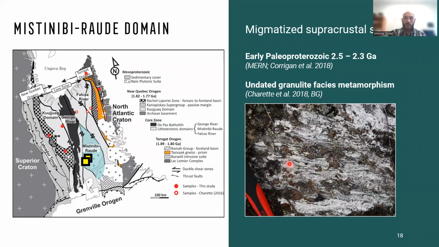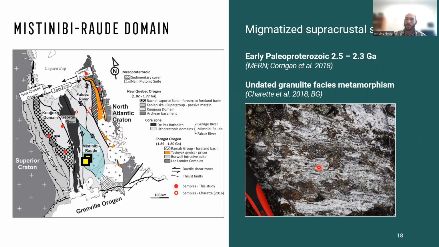Okay, so first we're going to start looking at a specific block within the entire region, and this block is the Mistinibi-Roo domain. Why is it important? First, this is the only block in the region that is almost only Paleoproterozoic. There is no Archean basement. It's purely Paleoproterozoic. It's heavily migmatized.